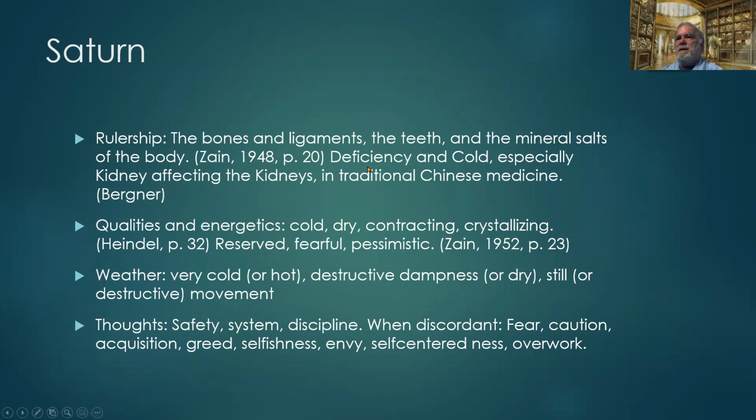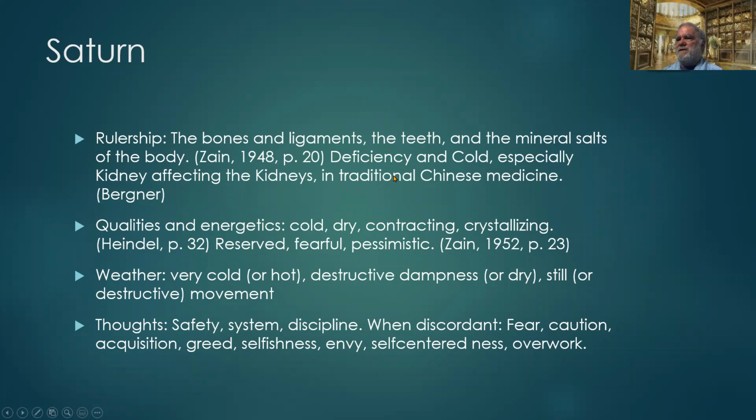So Saturn rules the bones and the ligaments, the connective tissue that holds the bones together. It rules the teeth, the mineral salts of the body. It tends to deficiency and cold, especially affecting the kidneys.